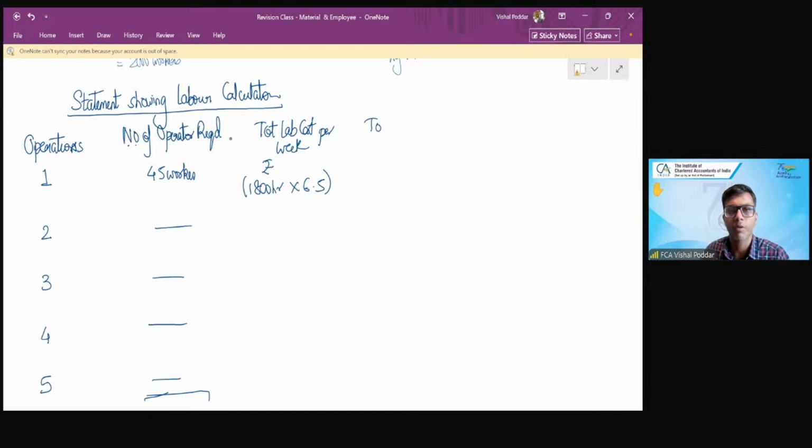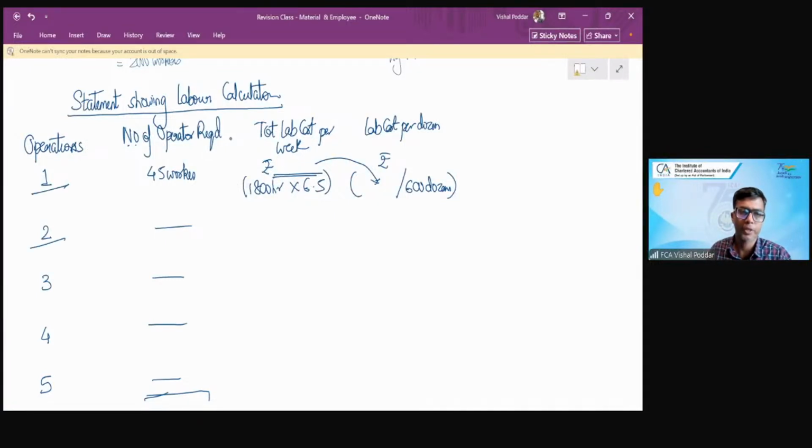And then they have asked for labor cost per dozen. How will I get this? So this is my answer, labor cost per week. I'll take this labor cost because this is my total earnings per week, and I will divide it by the number of dozens. How many dozens do I need to produce? 600 dozens. So I will get my labor cost per dozen. Now I'll do this operation-wise, and then I will add it up. This will give me the total for the company also.